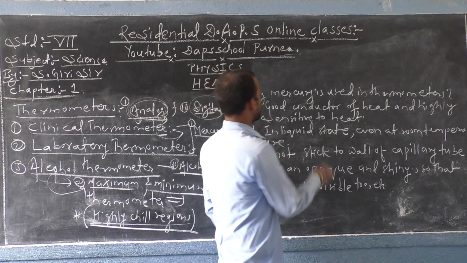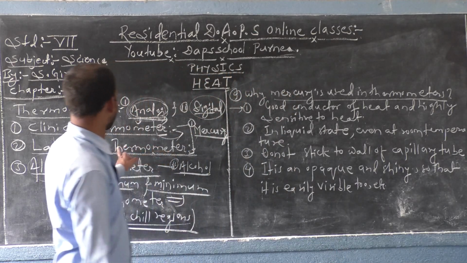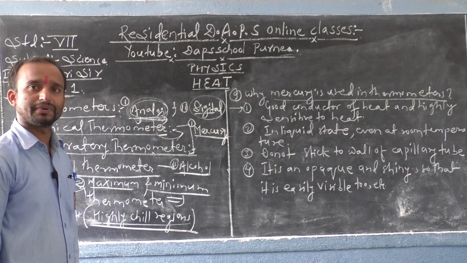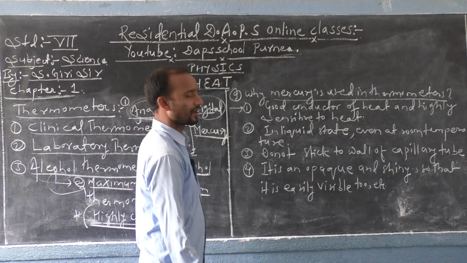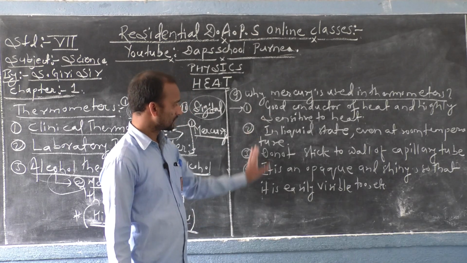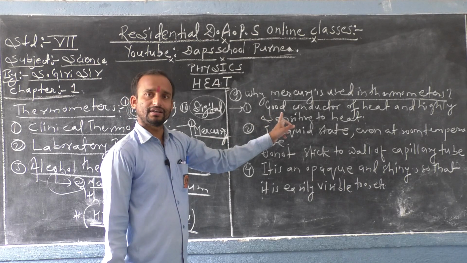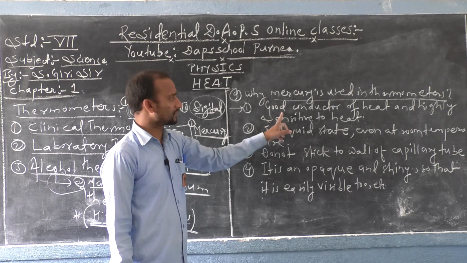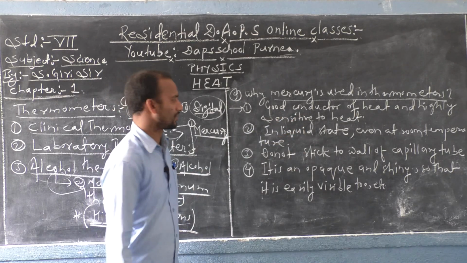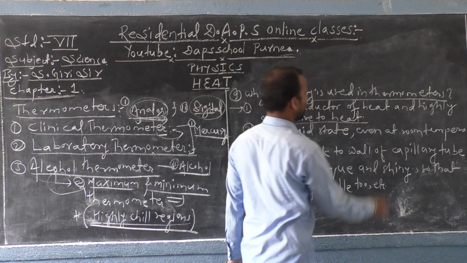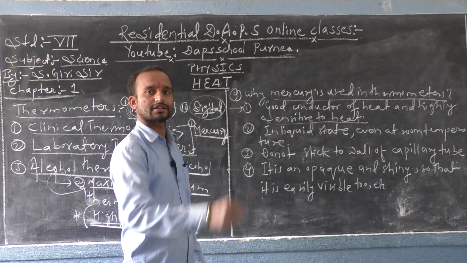Now here I have written why mercury is generally used in a clinical and in a laboratory thermometer. What is the reason behind using the mercury element, or mercury metal, in a thermometer? You should know the reasons too. Number one, mercury is a very good conductor of heat. It is highly sensitive towards heat energy. Even a small change of heat enables the mercury to flow in the forward direction through the capillary tube.